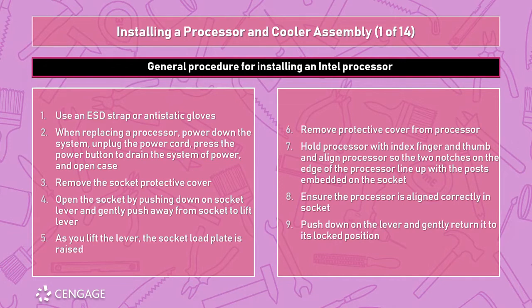Now we're going to take the protective cover from the processor, holding it with our index finger and thumb. I usually use my middle finger just to give it a little bit more. I can kind of steer with my index finger. And let's align the processor so that the 2 notches on the edge line up with the posts embedded on the socket. These are registration marks. You have the notches, you have sometimes a little dot or kind of a golden colored triangle on one side in order to make sure it's aligned correctly.